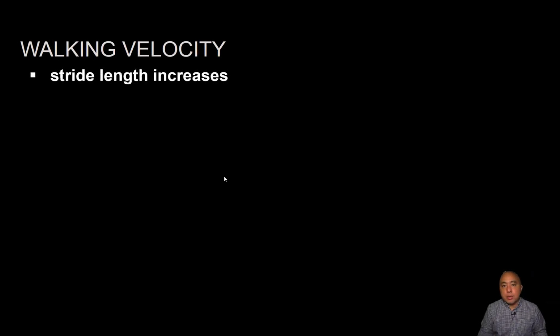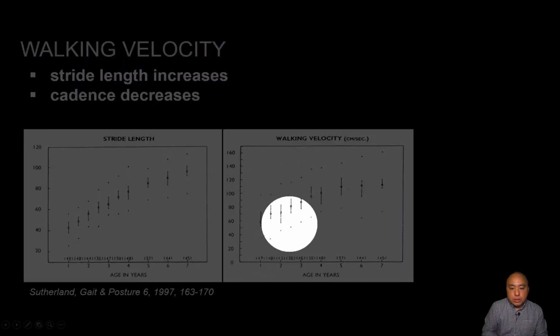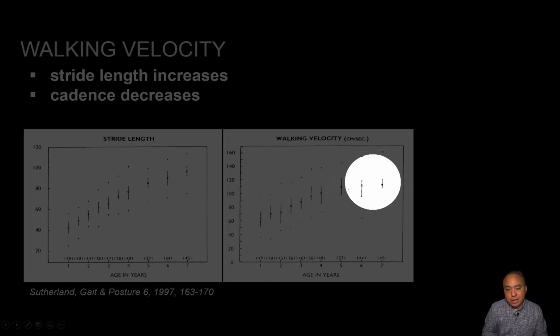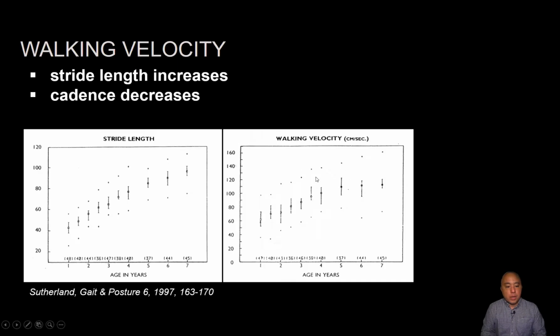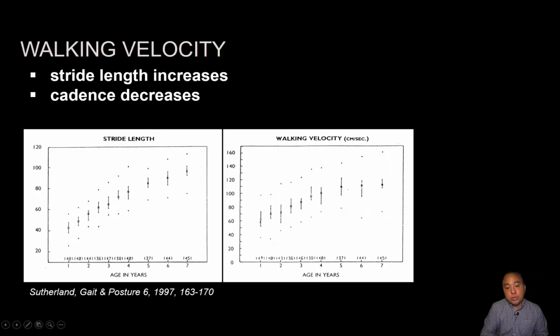Walking velocity, as I mentioned, because of the increases in stride length, as well as the decrease in cadence, walking velocity overall increases the first 4 years, but then it does stabilize after the age of 4, right there. Same with, as I mentioned, stride length. You could see here that there is a direct correlation between stride length and walking velocity for obvious reasons.